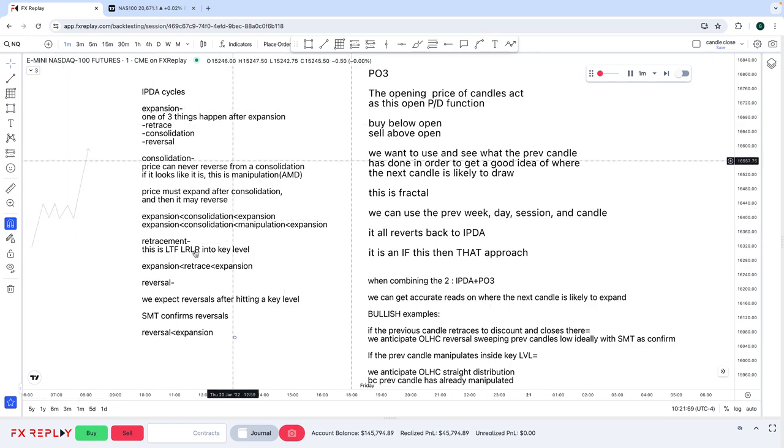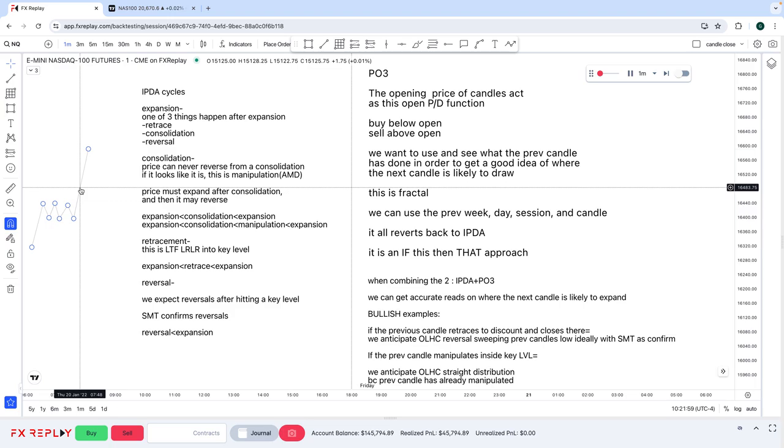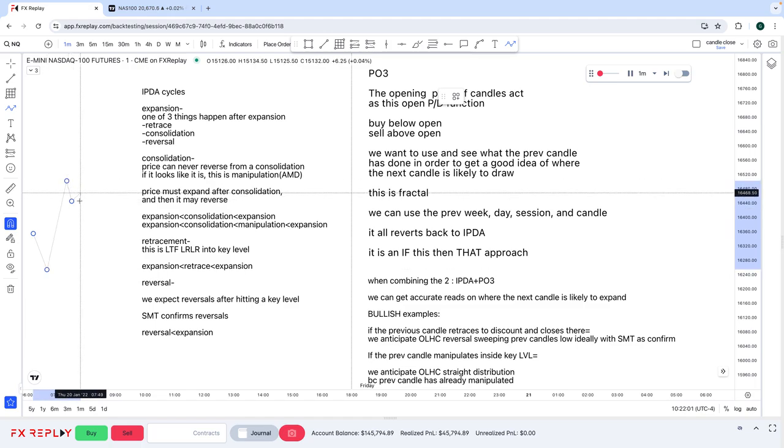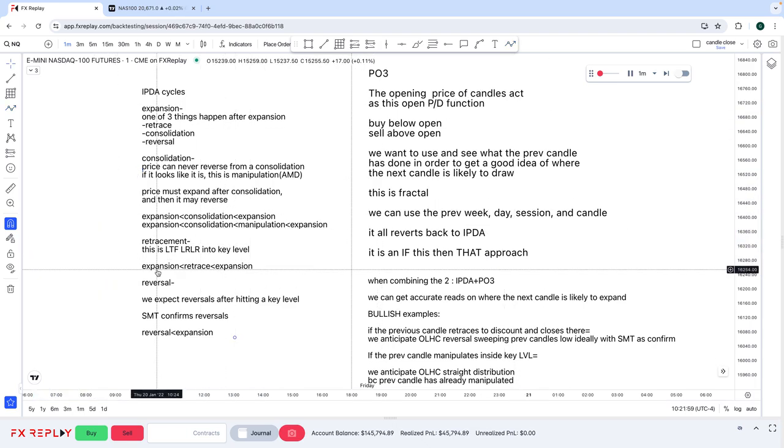All right, so once I've said that, let's go to retracement. This is lower time frame LR into a key level. So let me go ahead and draw that for you. It's just external range to internal range essentially. So right, this retracement back into discount key levels such as a fair value gap, we expect expansion to follow after. Just simple internal to external range run.